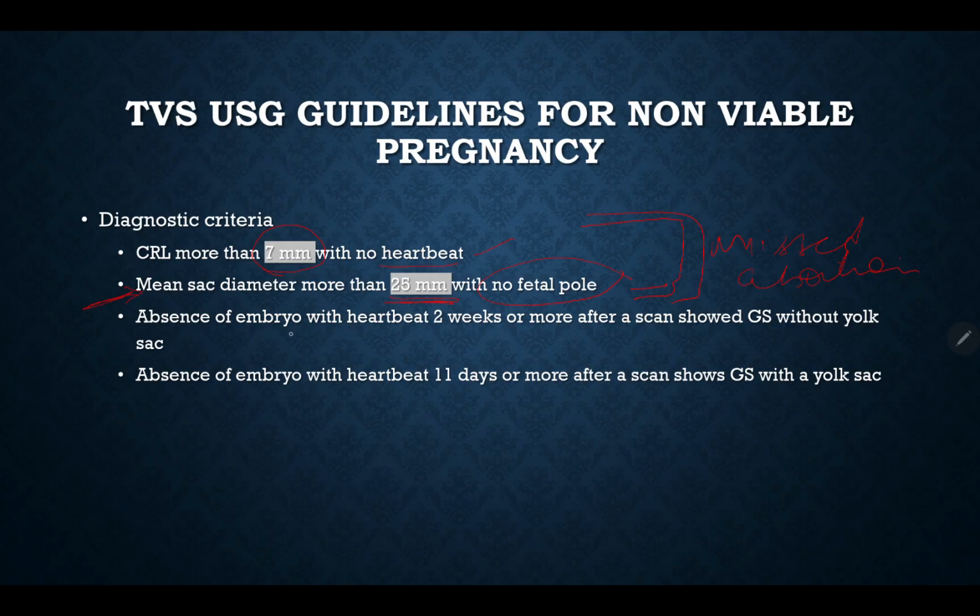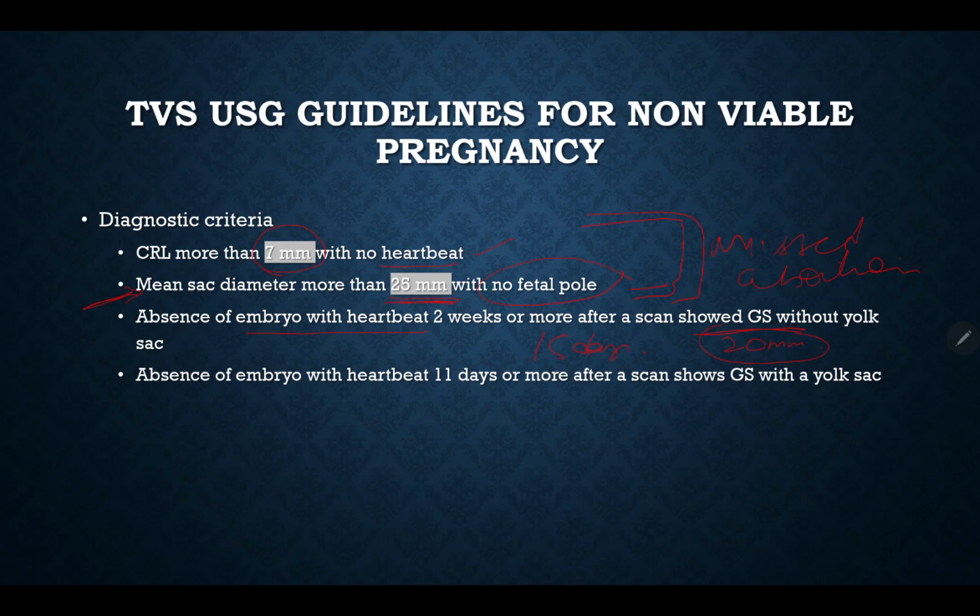Now coming to absence of embryo with heartbeat 2 weeks or more after. Suppose a woman comes to you with a gestational sac, say 20 millimeter, and no yolk sac is present, and there is no embryo seen in this, so you are doubtful, right? What will you do? You will ask her to rescan after 15 days or 2 weeks. Suppose after 2 weeks also the embryo is not there or heartbeat is not there, then you can label it as missed abortion.